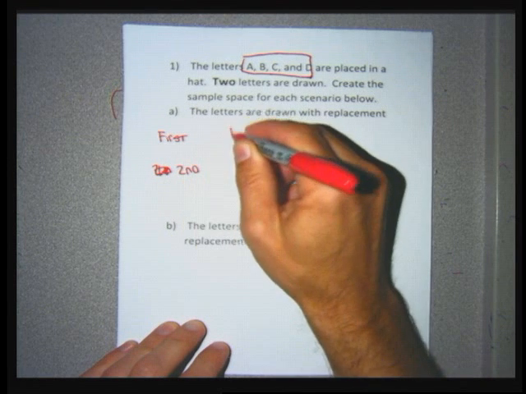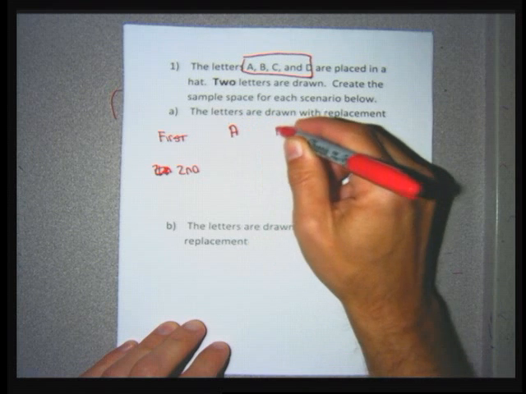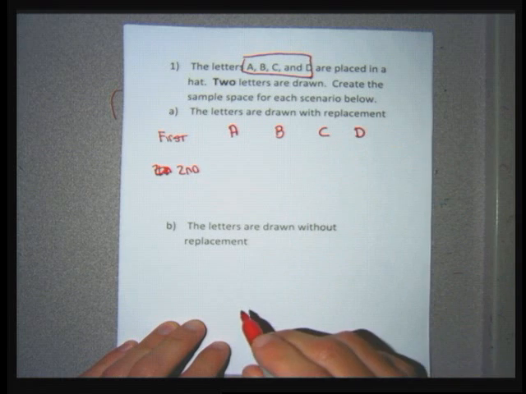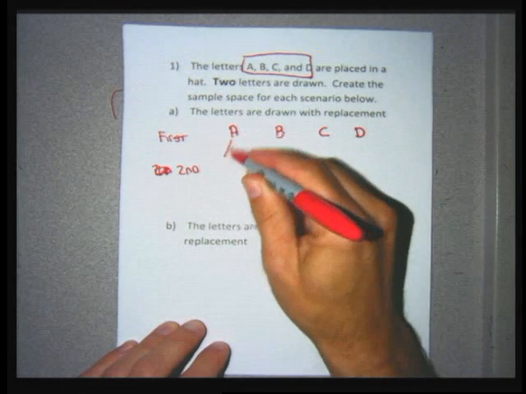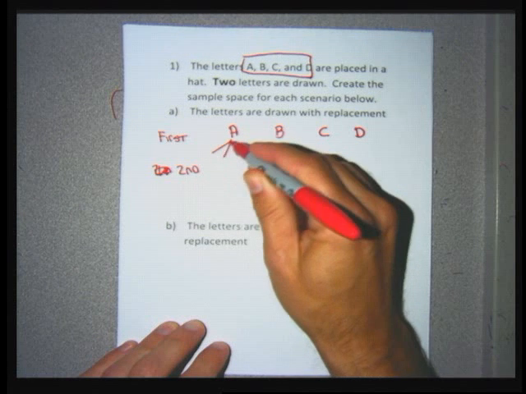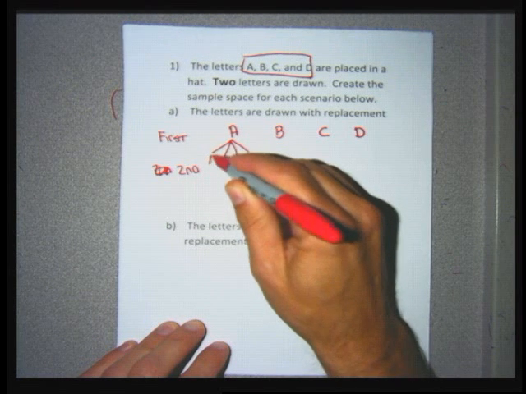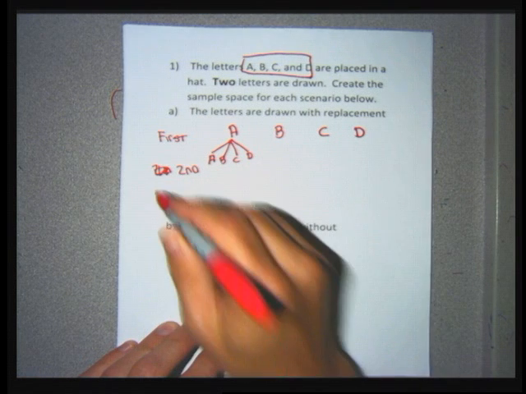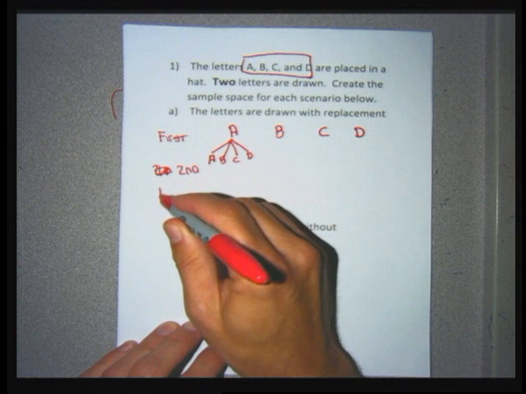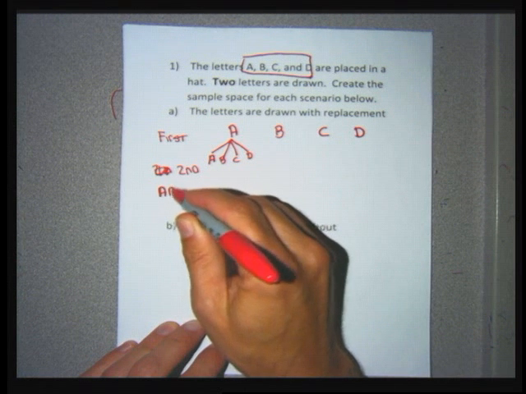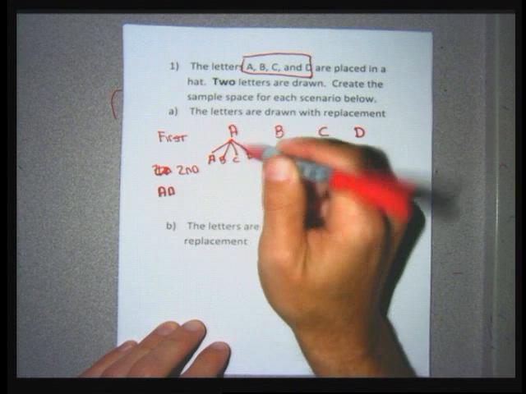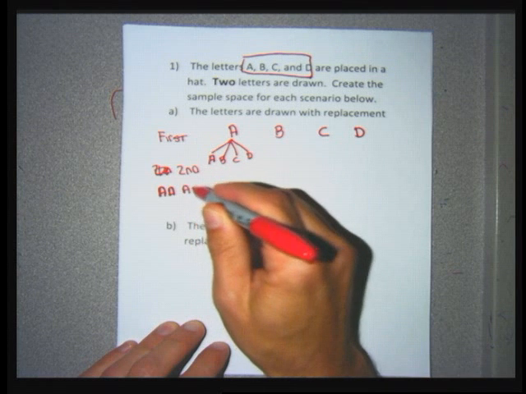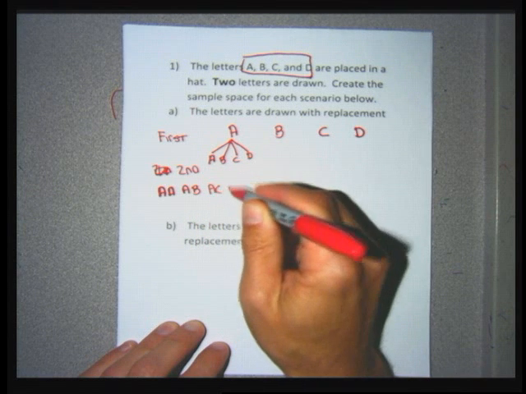So my first letter can be either A, B, C, or D. And if I'm putting a letter back, my second letter can still be any one of the 4 letters. So if I get an A first, second I could still get an A, a B, a C, or a D. So some items in my sample space would be double A, AB, AC, and AD.